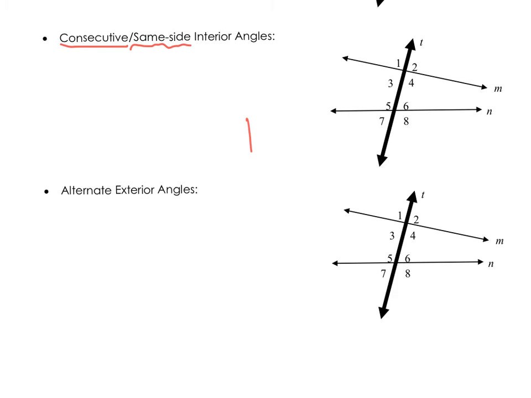So same-side interior angles. Well, they're a lot like alternate interior angles, except they're going to be on the same side of the transversal, still inside the lines. So let's pick out two angles that are on the same side of the transversal and inside the lines, such as angle 4 and angle 6. They would be same side or consecutive interior angles. Same side or consecutive interior angles typically make some sort of blocky looking C. So angle 4 and angle 6 would be consecutive interior angles.